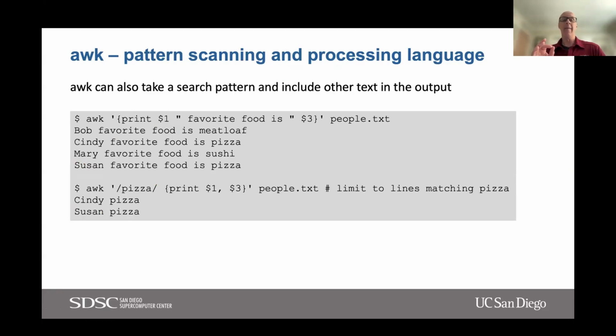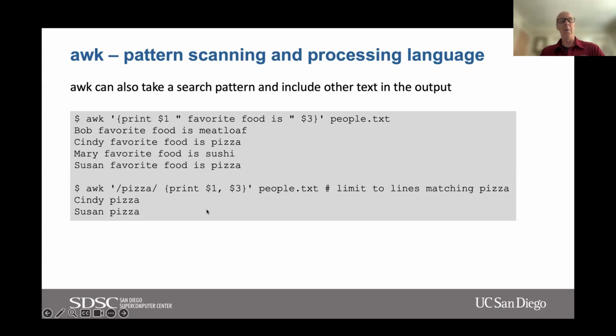Awk can also include other text in the output. So let's say I want to get a little bit fancier. Instead of just printing out field 1 and field 2, I'm going to add some text in there. Here I said in double quotes, favorite food is. So now we have Bob, favorite food is meatloaf, Cindy, favorite food is pizza, and so on.